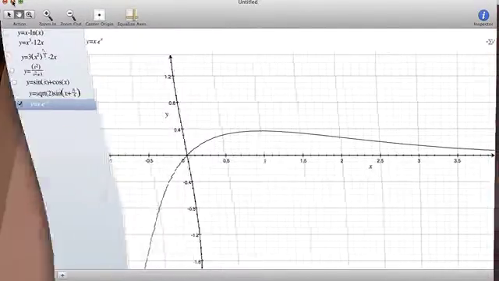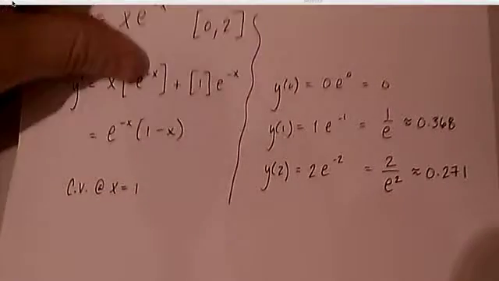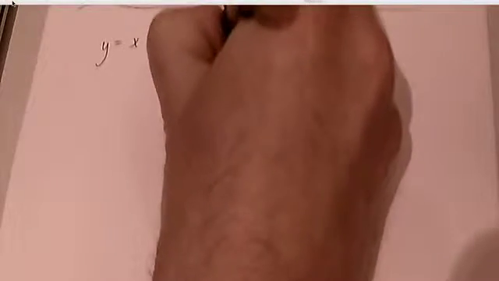Okay? Now, let's go ahead and move on to another one, which is sort of related because it has to do with natural log. Let's deal with y is equal to x minus natural log x, and I want to deal with it on the interval 1/2 to 5/2.